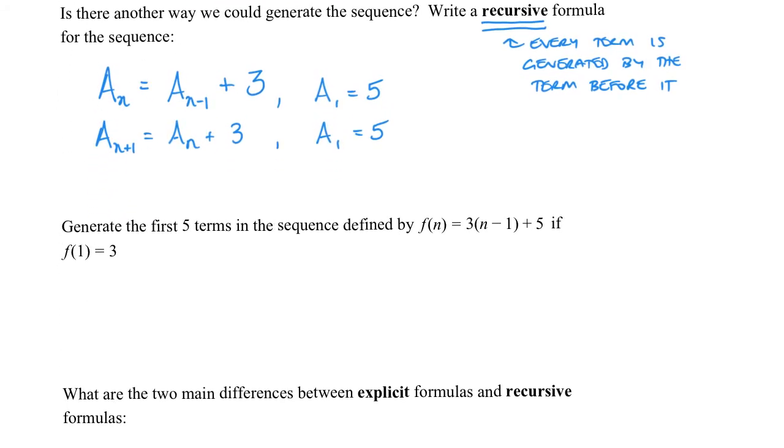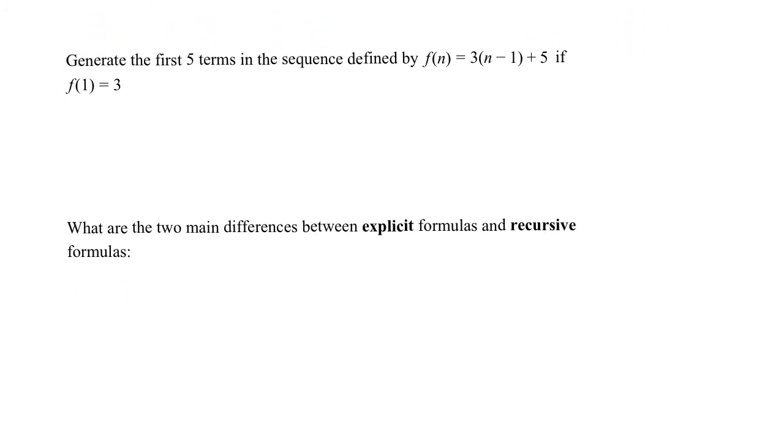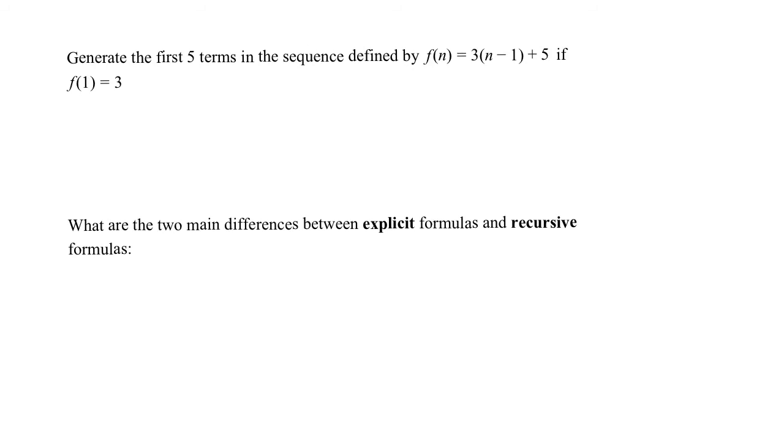So let's generate the first 5 terms of a sequence. I realized that there was a little mistake and I made an adjustment to the document. This is what I changed it to, and this is what you have on your paper. So what does this say? This says I have a sequence called f, and to find any term in the sequence, f of n, I take 3 times the previous term, starting with 3. F of 1 is 3.